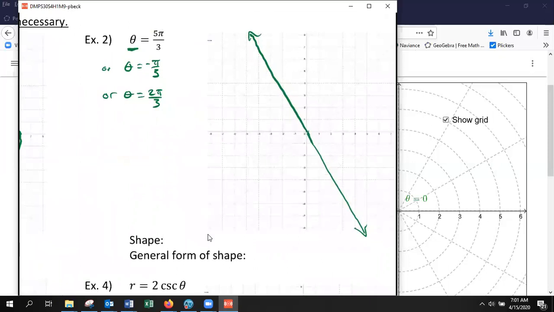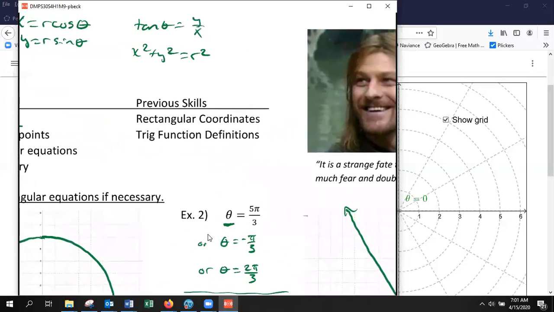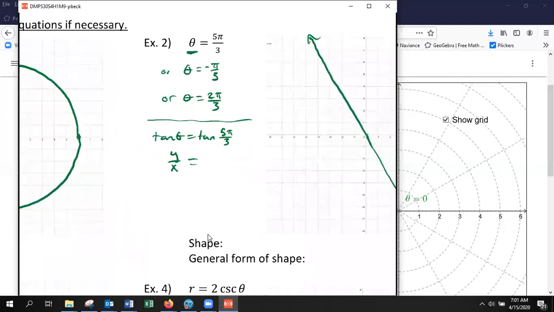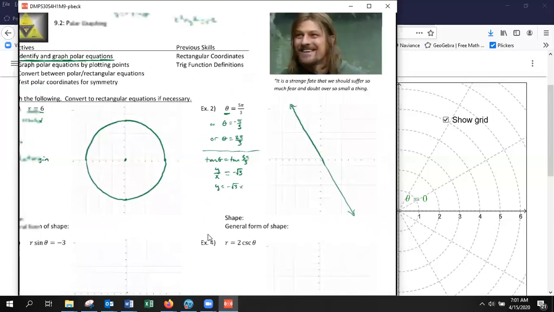And if you remember how we created that, we took the tangent of both sides. So tangent of theta is tangent of 5 pi over 3. Tangent of theta, we said, was y over x. That was one of our equations that we jumped back to. And the tangent of 5 pi over 3 is negative square root of 3. So this gives us the equation y equals negative square root of 3 x.